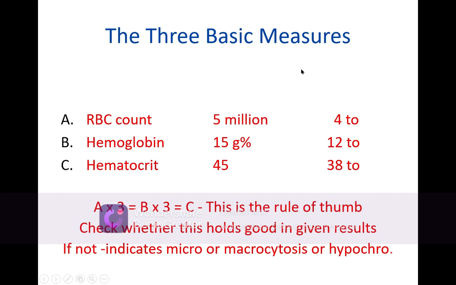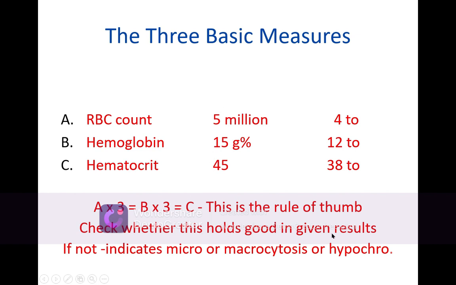So the 3 basic measures will be RBC count, hemoglobin, and hematocrit. It is the rule of thumb: A, B, C, with B multiplied by 3 equal to C. If you want to calculate it with this formula, then the rule of 3 should be used. A is the RBC count, multiplied by 3. Then B should be 15, and 15 multiplied by 3 is 45. 5 times 3 is 15, 15 times 3 is 45.